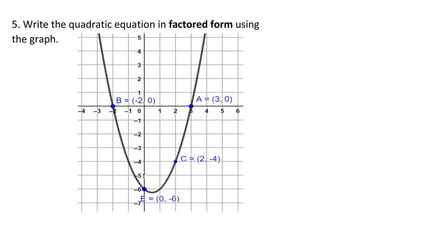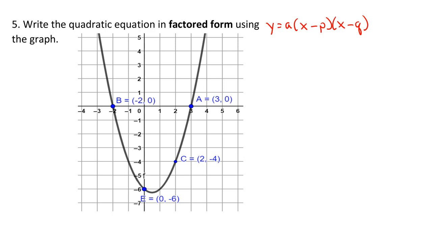Number 5, write the equation in factored form using the graph. So once again, you need to memorize your forms. Factored form is y equals a parentheses x minus p, x minus q. That's what factored form is. You have to know it. It will not be provided to you.